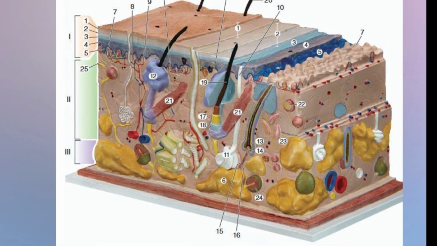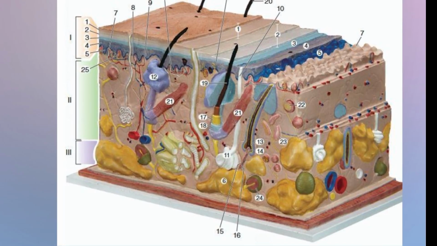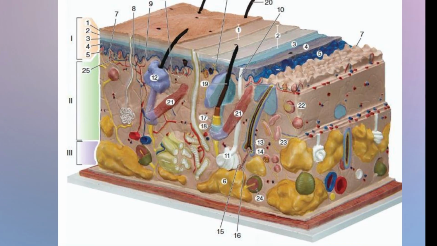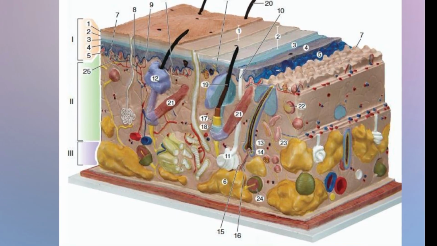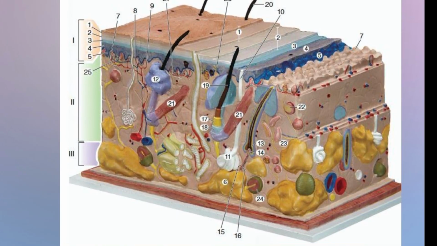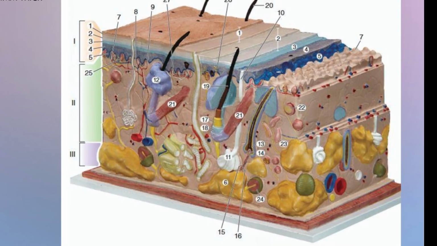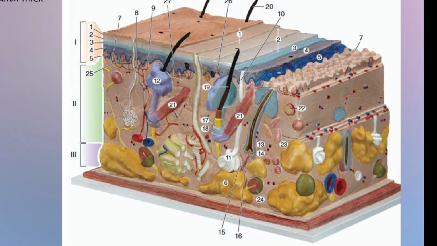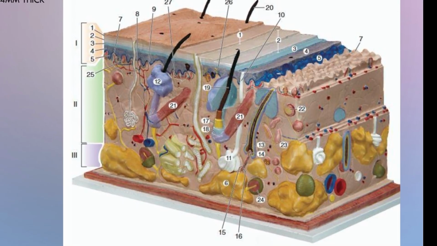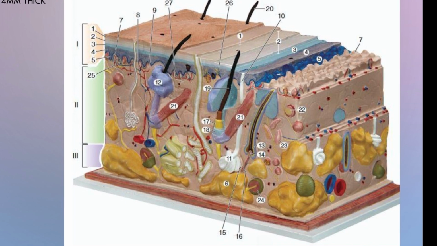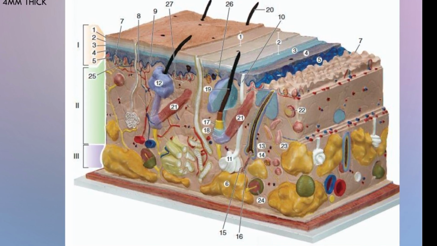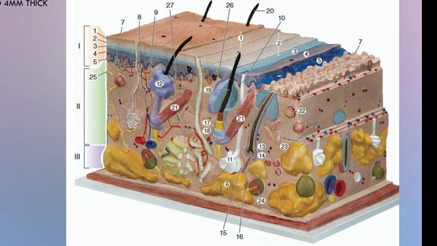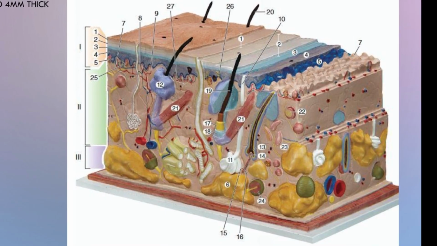So let's review those real quick. Number 22 is bulb of Krause, it's tactile. Number 23 is Ruffini's corpuscle, it's for pressure. 24, Pacinian corpuscle for pressure. 25, Meissner's corpuscle, which is tactile, very light touch, remember, sensitive touch. And then number 26 was free nerve endings for pain and temperature. Number 27 is Merkel's disc, which is also tactile.